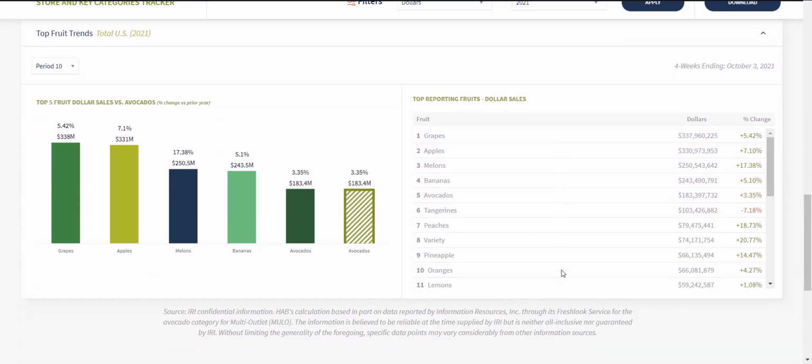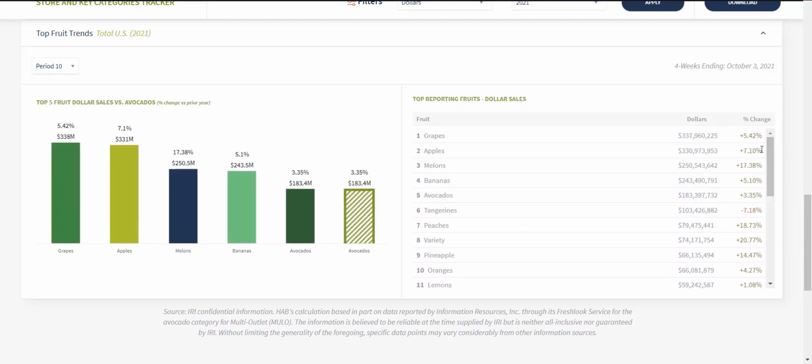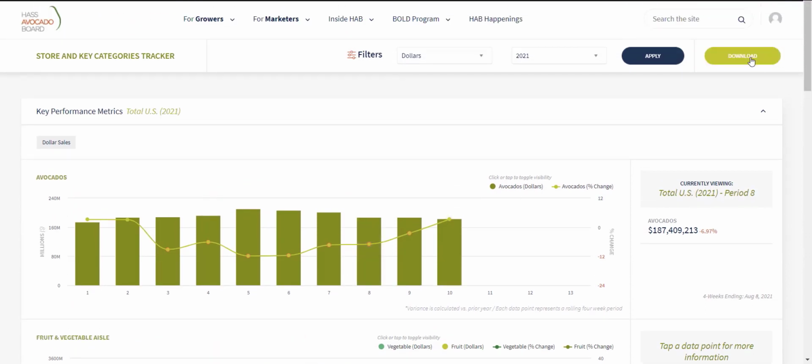And just to finish this page, the last section provides fruit ranking from a list of 26 commodities by period, including performance versus prior year and total dollars for the period. All this data is, once again, downloadable in Excel format for further analysis.